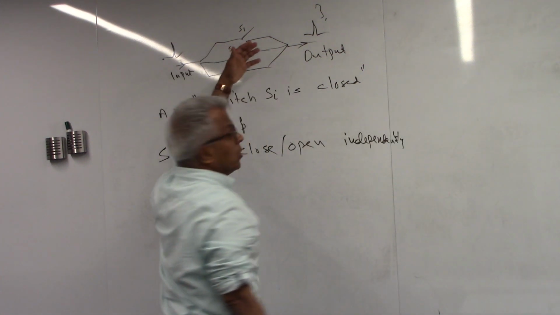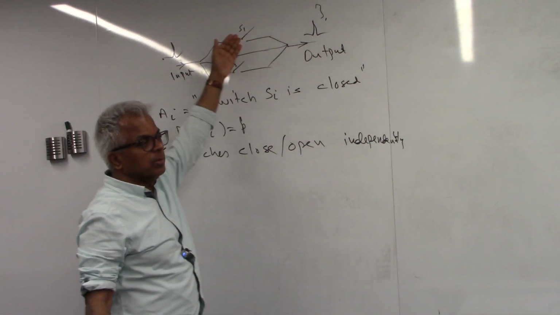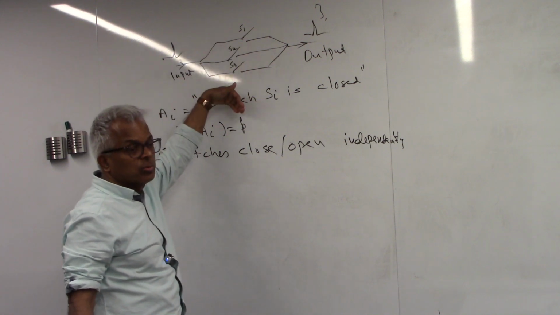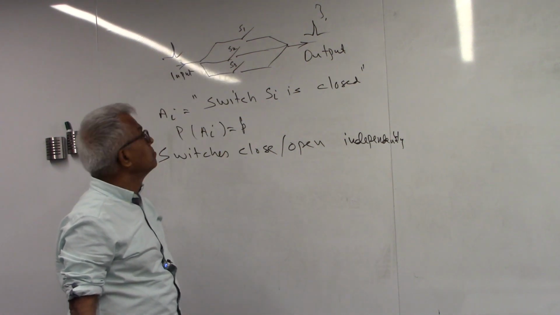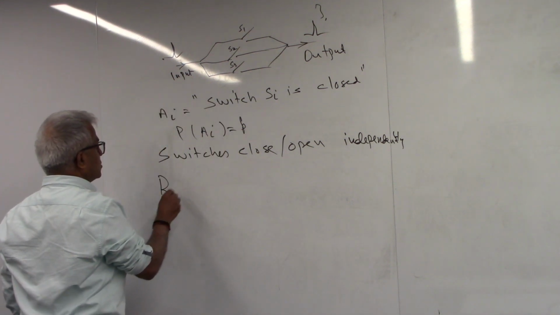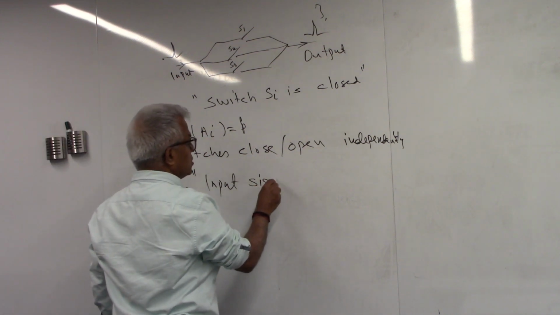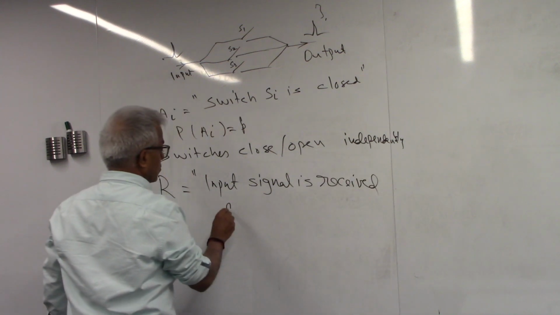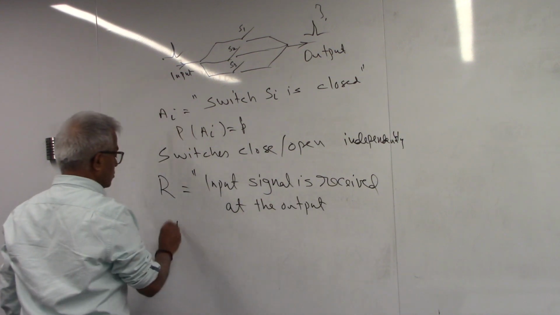Of course, a signal will only pass through if there is a path. This is the way we argue. There needs to be a path. That means for a path to exist, at least one of the switches needs to be closed, or 2 could be closed, or all 3 could be closed. So what we are interested in is R. R is the event that the input signal is received at the output. So the question is, what is the probability of R?